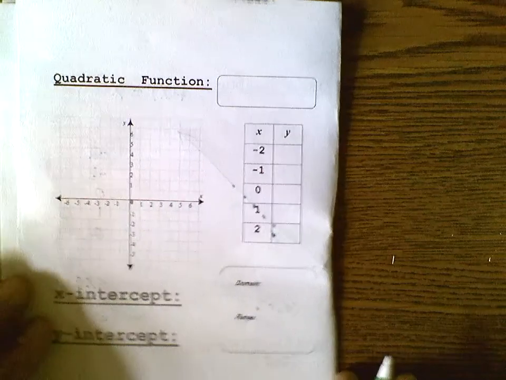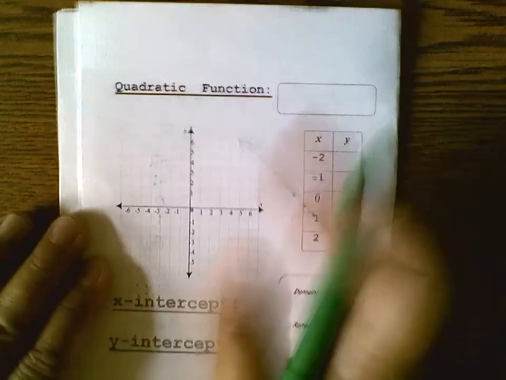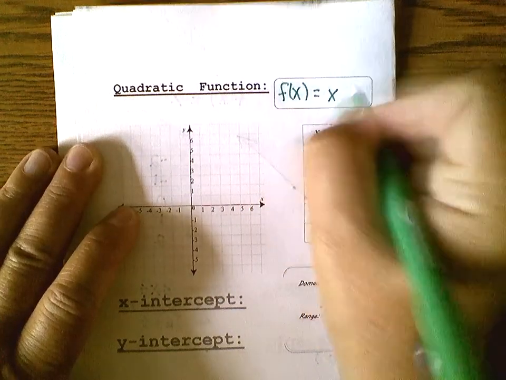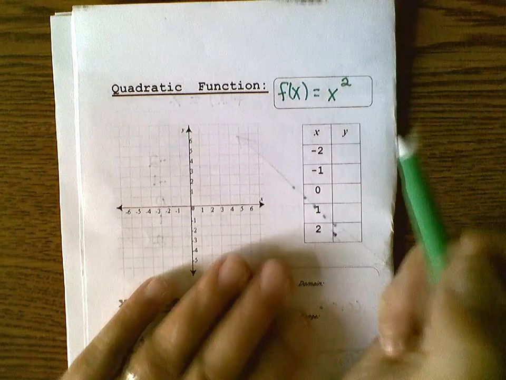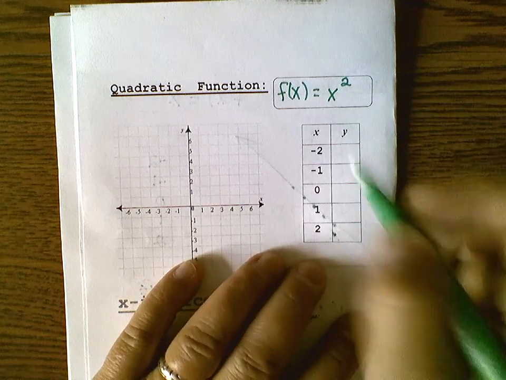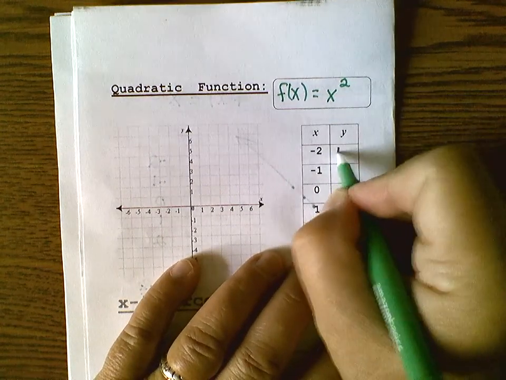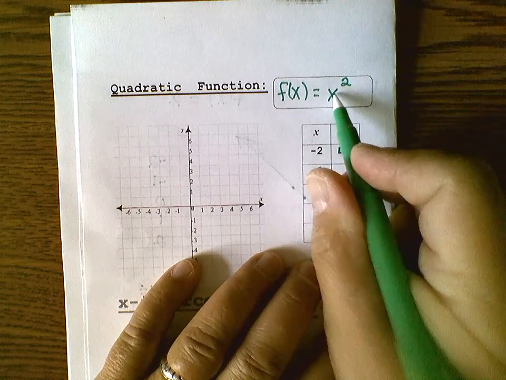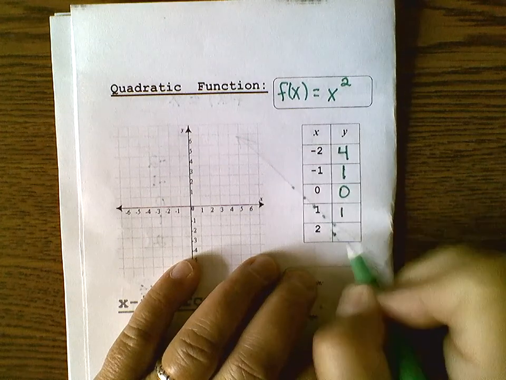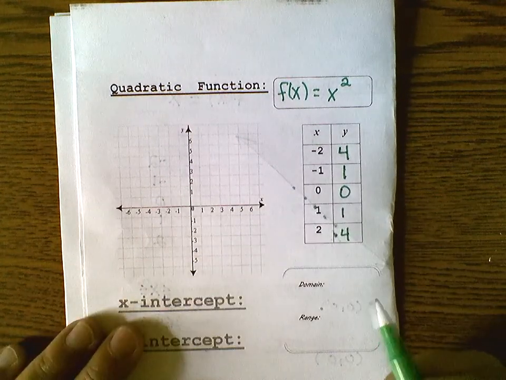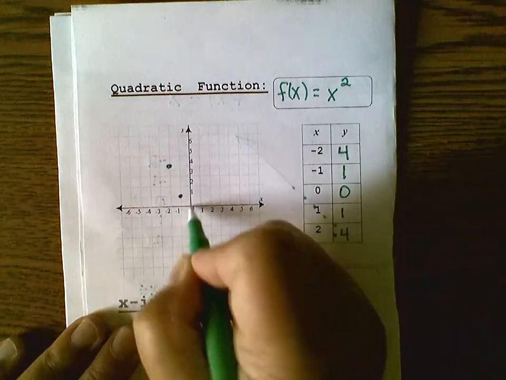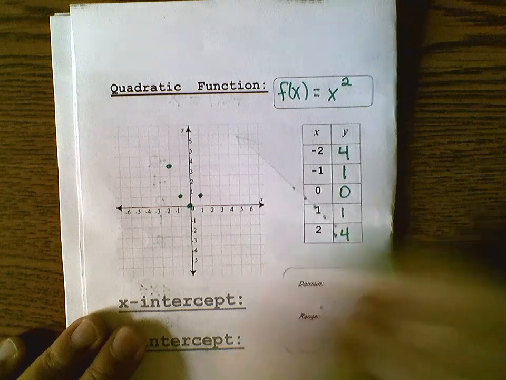All right, quadratic function. Quadratic function is another one you should be familiar with. f of x equals x squared. And if you remember, it looks like a parabola or a U-shaped graph. x squared means we're squaring. So -2 squared is +4. -1 squared is +1. 0 squared is 0. 1 squared is 1. And 2 squared is 4. And when we plot those, we have (-2, 4), (-1, 1), (0, 0), (1, 1), and (2, 4).